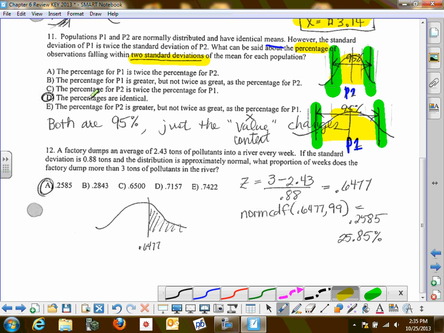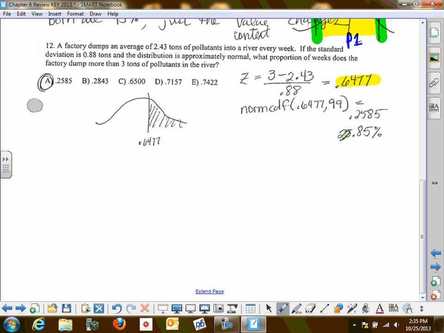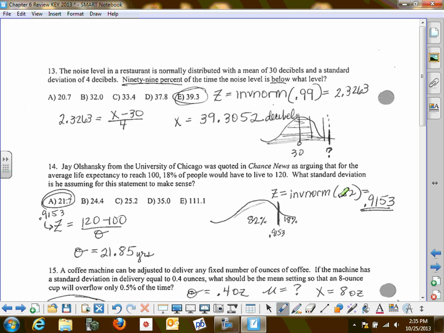Number 12 is another one where you had to find the z-score, and then find the area above it, which is 25.85%. Number 13, once again, is finding the area below, so that's the inverse norm of 0.29. You need to be showing this. I know on multiple choice you won't actually have to show this, but on a free response, definitely. And that came out to be 39.